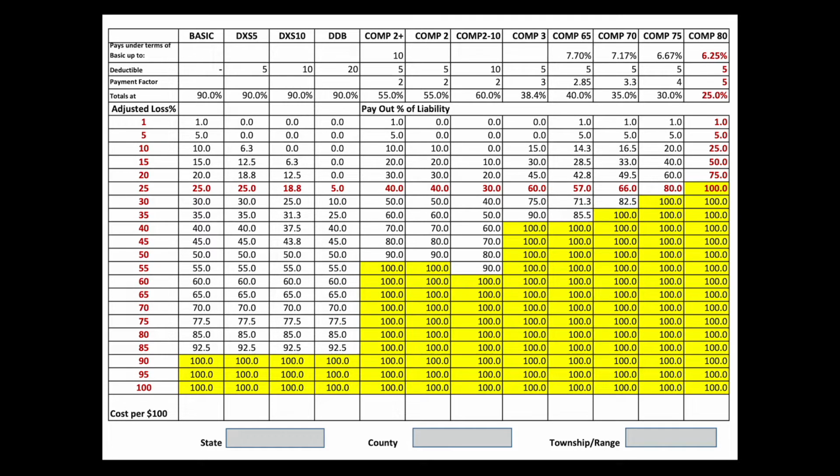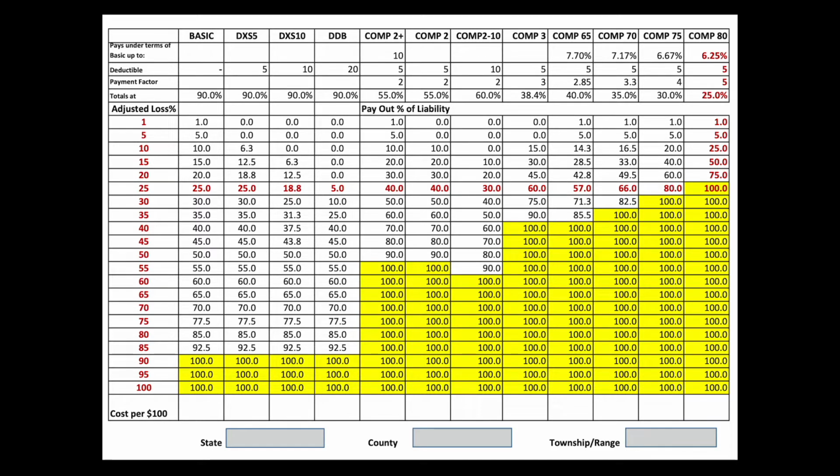Now let's look at a 25% loss. Well, a basic policy would pay you $25, but you look over to Companion 80, 25% loss minus 5 times 5 is 100%. So you're going to collect $100 there. So now what we do is down at the bottom, we show you the cost per 100. Sure, that basic policy, it's going to be relatively cheap. Even the DDB is going to be cheaper. But the most expensive policy on this sheet is Companion 80.